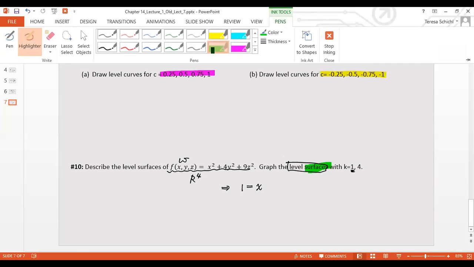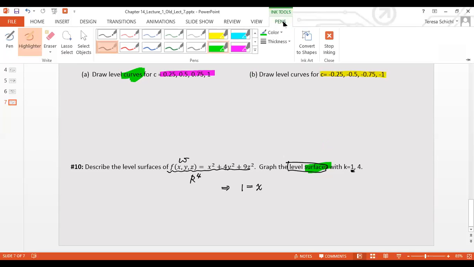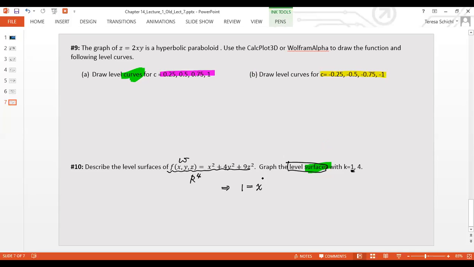That's why in here they say level curve, because in R3, when you do the cross section, you drop to R2. So in R4, when you do the cross section, you drop to R3. Now this one is k equal to 1, so you will have x squared plus 4y squared plus 9z squared. You know immediately what this is. From our previous unit, last videos, we say these are R3, this is an ellipse, right?